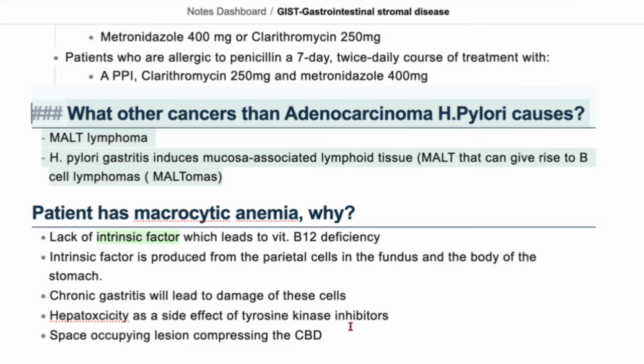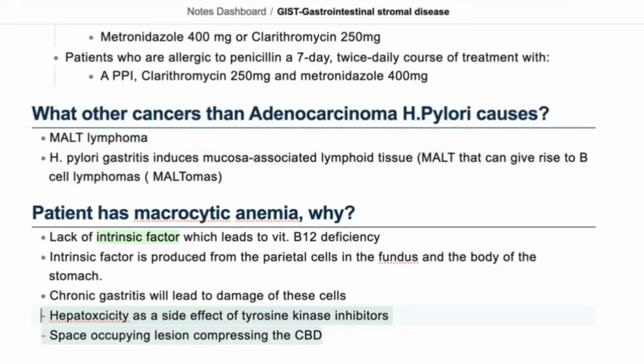You also mentioned the hepatotoxicity. No, sorry. I think hepatitis from tyrosine kinase. This is not relevant. It can also lead to B12 deficiency.